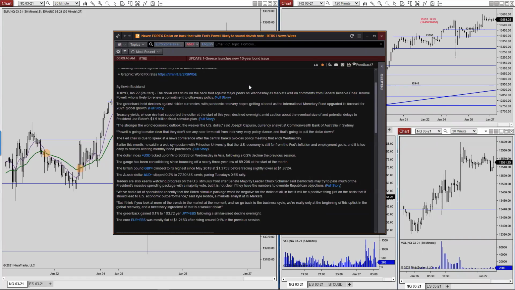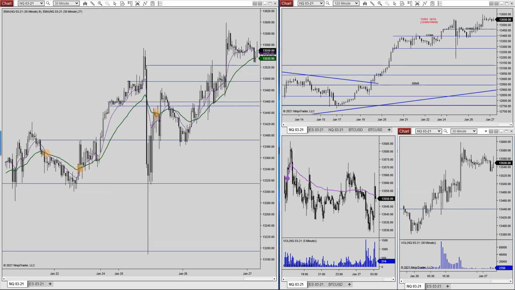Traders also keep watch on Schumer, who said the Democrats may pass much of the president's massive spending package with a majority vote, but it's not clear if they have the numbers to override Republican objections. There has been a lot of speculation recently that the Biden stimulus package won't be negative for the dollar at all, and in fact will be a positive thing, just on the basis that it should lead to U.S. economic outperformance, said Kyle Rhoda. Okay, enough of that. Let's just go ahead and move into the analysis.